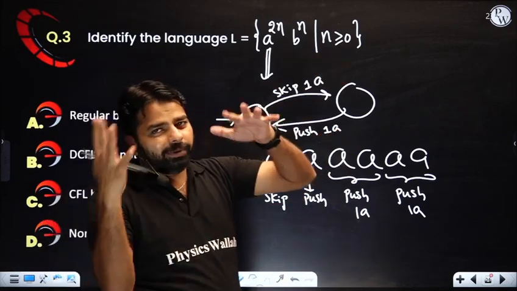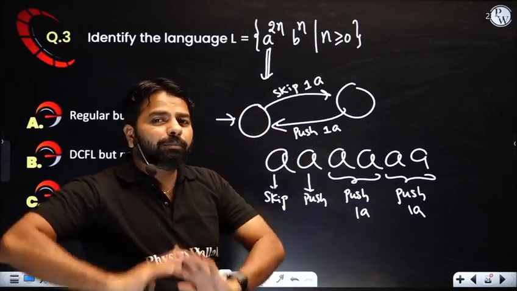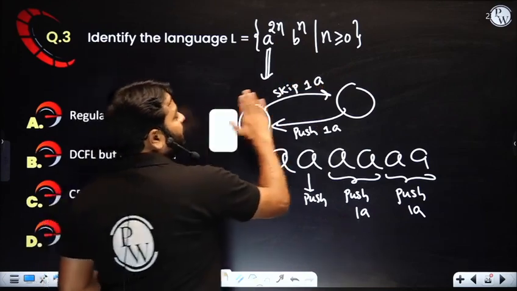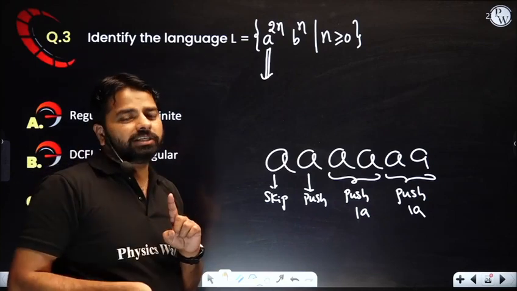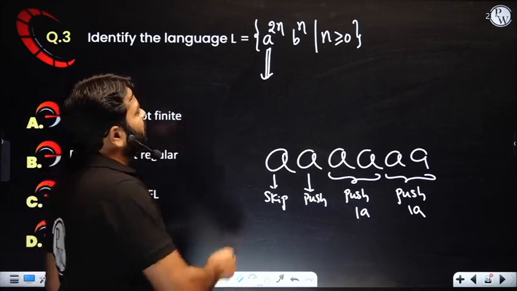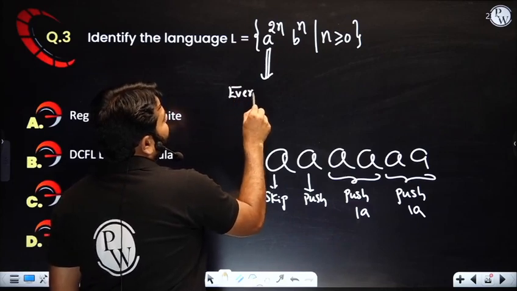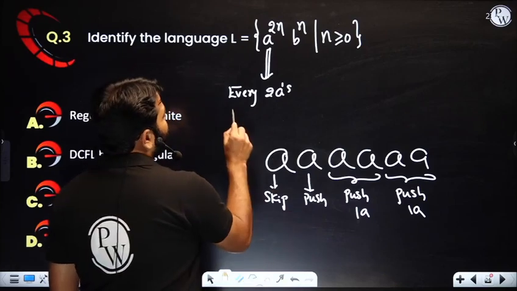Here, the input you are skipping, so nothing happens on the stack. Here, you read an input A and push 1 A. So for 2 A's, you push 1 A. But you need to take care of how you take the combination of input and top of the stack. Okay, that you try to design. So here I'm just writing every two A's, but the logic is here. Push one A.